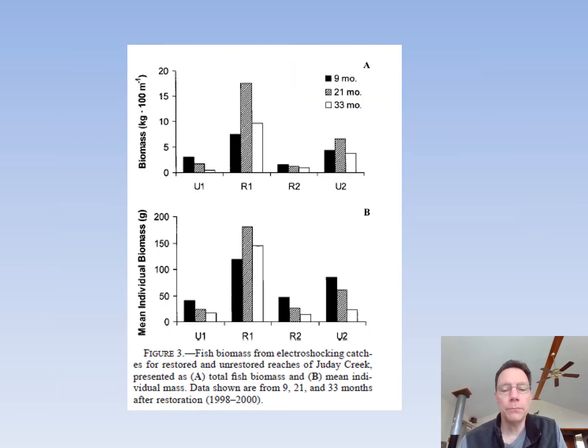What they found in brief was kind of interesting. This is some data showing you the overall biomass and individual biomass of fish in the restored and unrestored areas. Restored area 1 had lots more fish, lots more biomass of fish, and larger individual size of fish. Restored area 2 did not. It wasn't significantly any bigger. In fact, it was smaller than some of the unrestored. Don't really know why. The researchers didn't know why either.